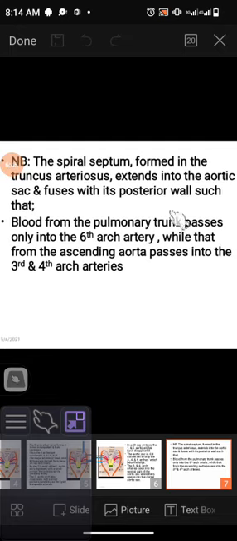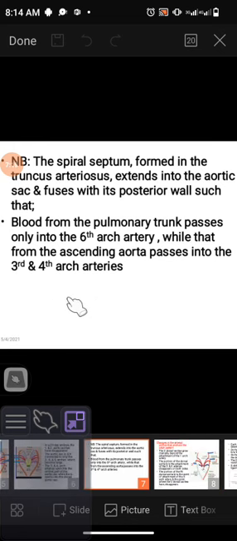Blood supply from the pulmonary trunk passes only into the sixth aortic arch artery. When we're talking of pulmonary, you know that we are talking about the lungs. We don't want mixing of the oxygenated and deoxygenated blood. That is why we need to separate the blood in the pulmonary trunk. Remember, it's deoxygenated, and make sure it is only in the sixth arch artery, whereas that of the ascending aorta, which should be oxygenated, is going to the third and fourth arch arteries.